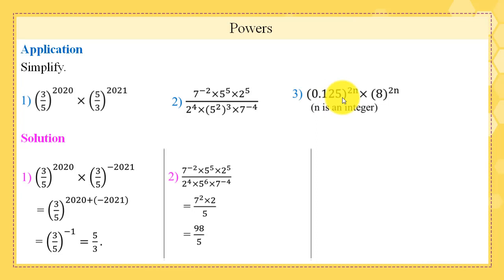Finally, 0.125^(2n) times 8^(2n). Two different numbers have the same power with the times operation, so we use the property a^n times b^n equals (ab)^n. Thus, the expression equals (0.125 times 8) all to the power 2n, which equals 1^(2n), which is equal to 1.